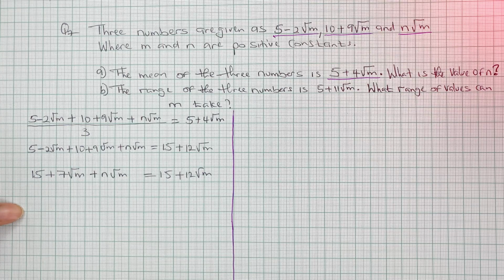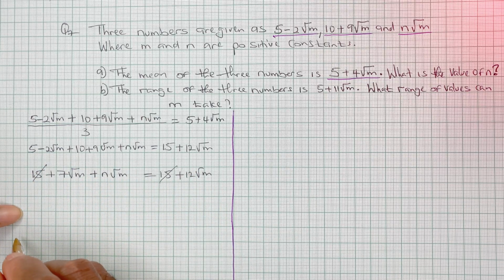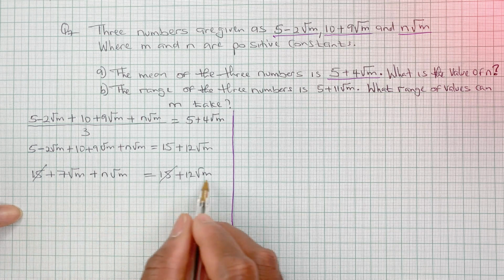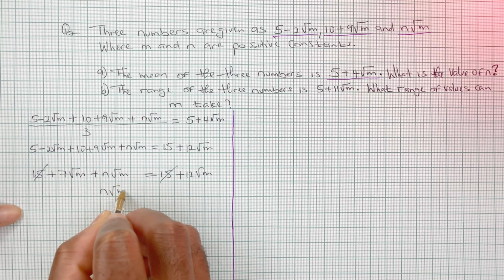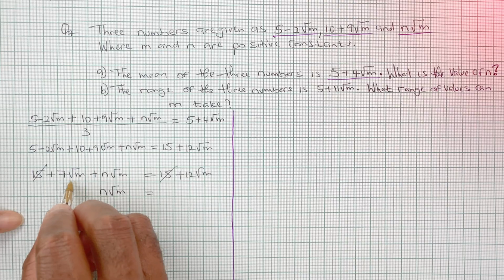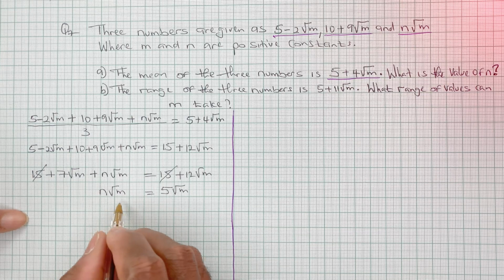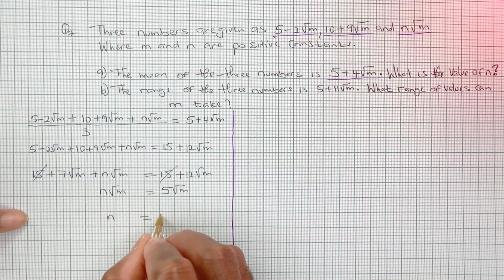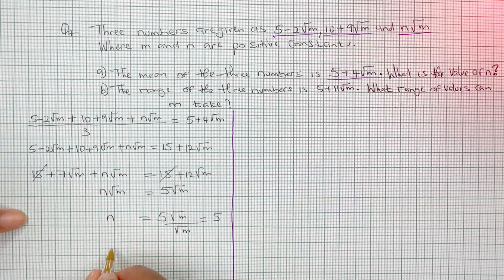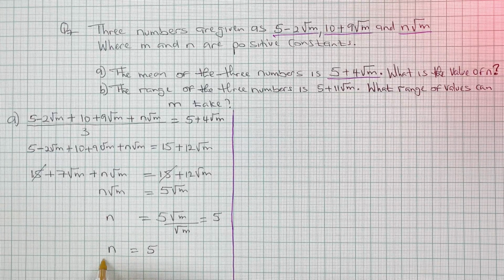Now, all I need to do is take these numbers to the other side. 15 will cancel 15, so that's easy. If I take away 15 from both sides, the 15 will disappear. Now I need to take 7 root m to the other side, so n root m will be equal to 12 root m minus 7 root m, which is 5 root m. Then n would become 5 root m divided by root m, which is 5. So n equals 5. So for part A, n equals 5.